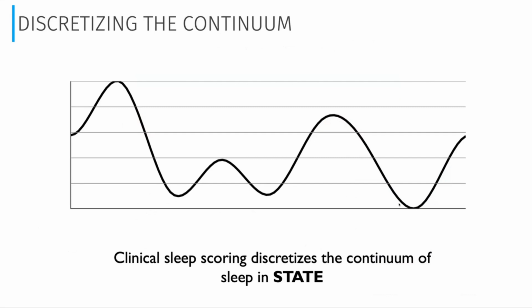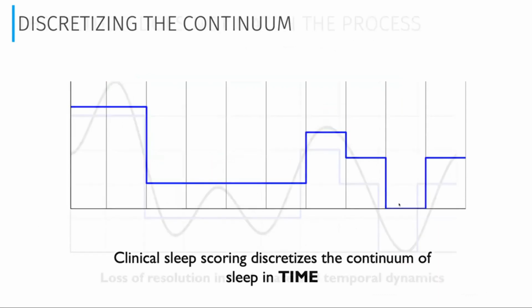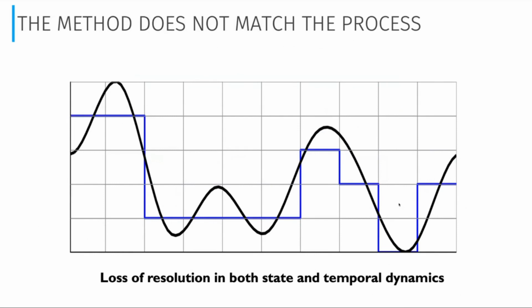It discretizes sleep in terms of a number of fixed phase states, so a fixed five stages of sleep plus wake. And then it also discretizes in time. Well, you're constrained to 30-second epochs, right? So we really have to say that in going to discrete stages, we're losing both state and temporal dynamics. So what do we do?